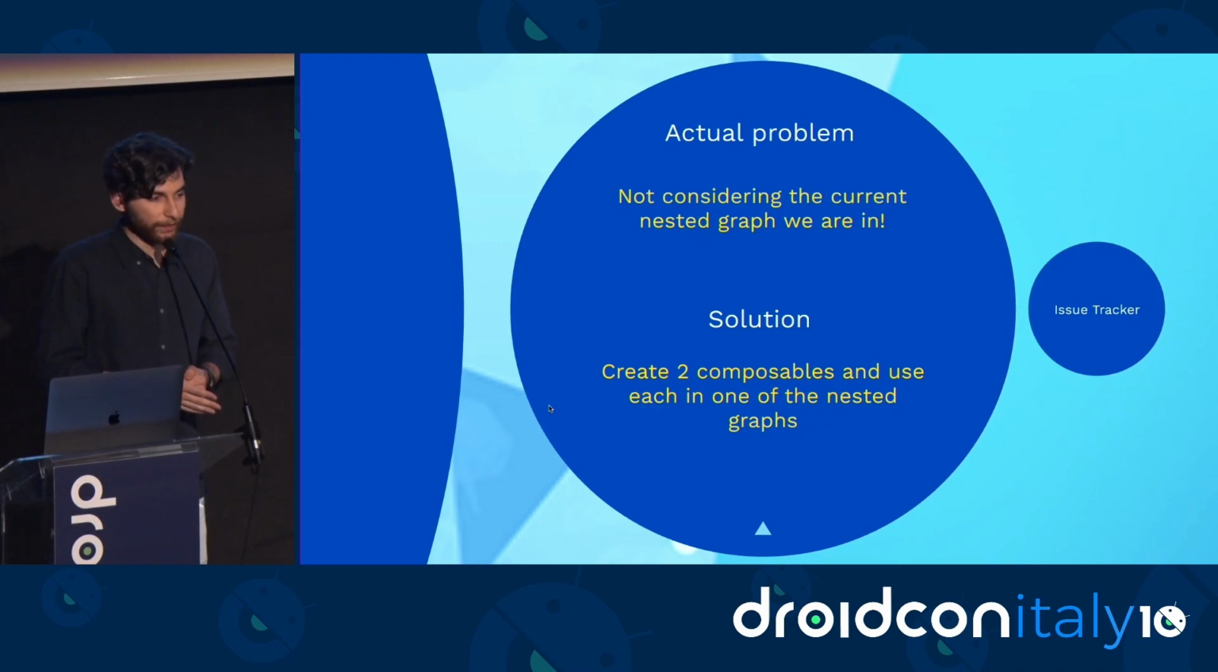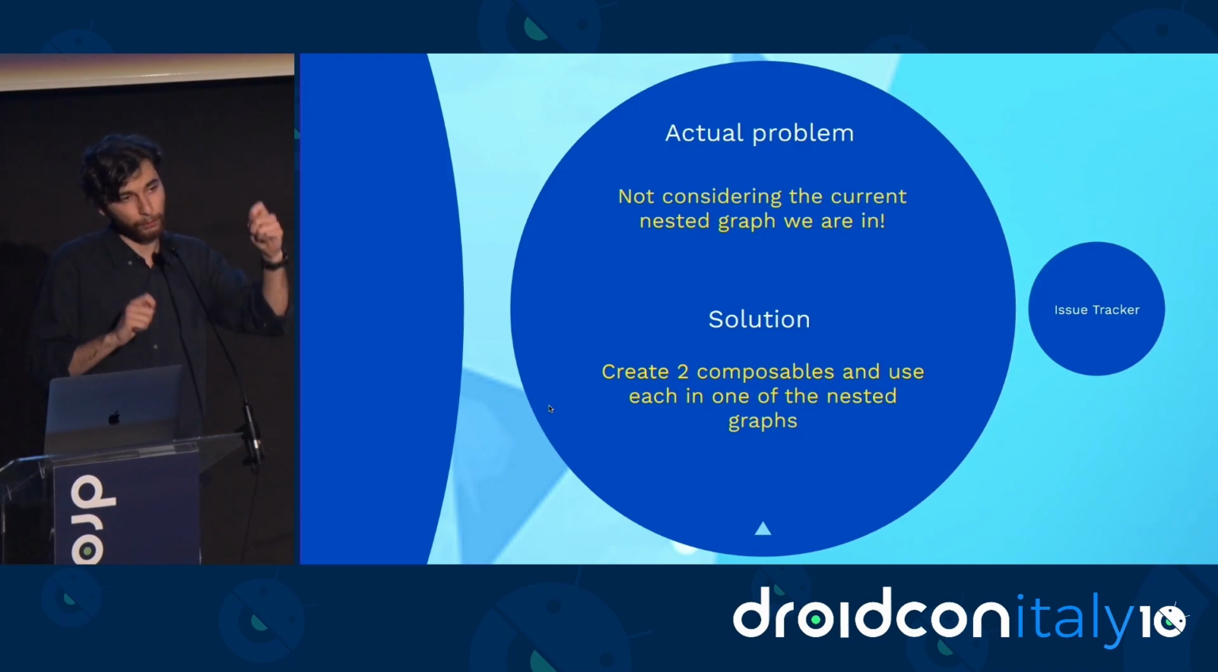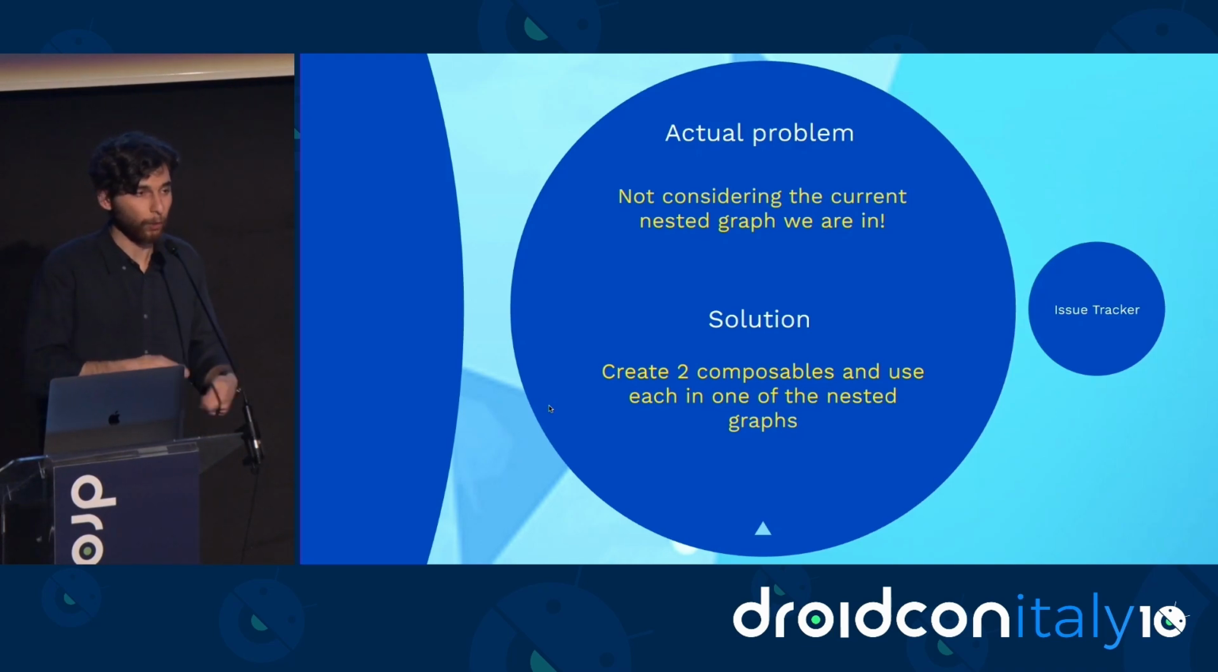This is something that, as I said, I've done a lot of times with Nav component for fragments. Adding 1 fragment to 2 nested graphs, probably there was some code generation under the hood that was handling this. But in Navigation Compose, there is no option to use 1 composable in 2 nested graphs, only because it is not considering the nested parent graph that we are in.